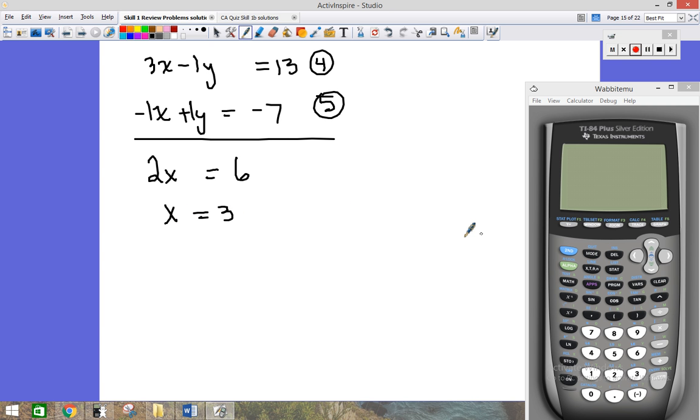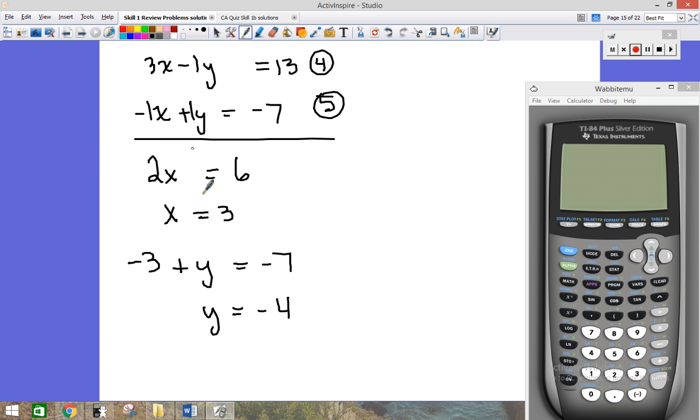Now I can use either equation 4 or equation 5 to get y. Let's go ahead and use equation 5. If I take the opposite of 3 plus y, I get negative 7. So y is equal to negative 4.